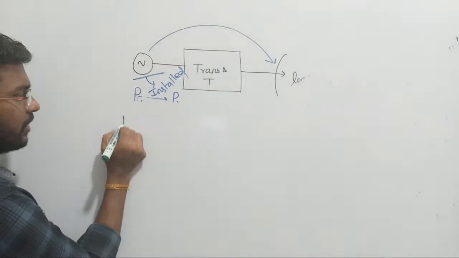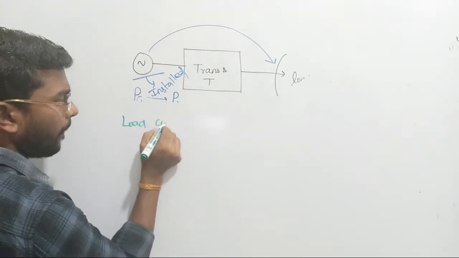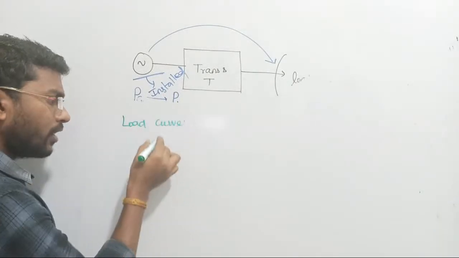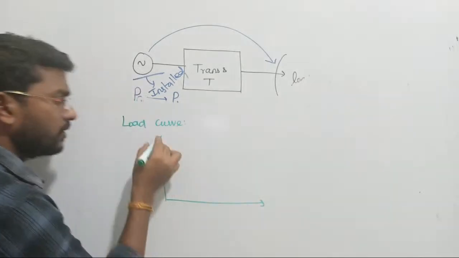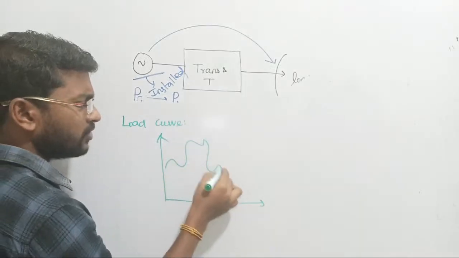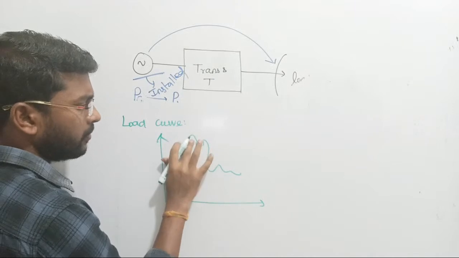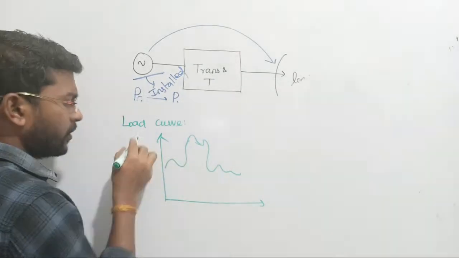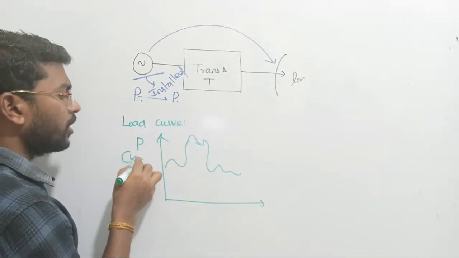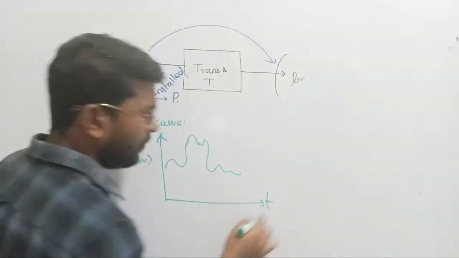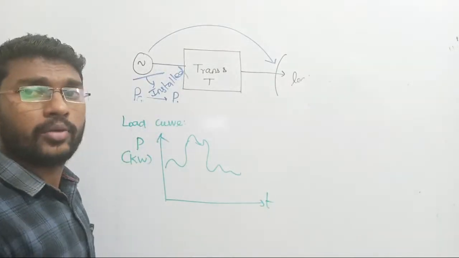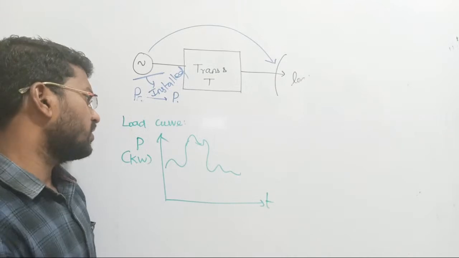Let me start from the load curve once again. We have already drawn the load curve. Something is going like this, and at some point the maximum power occurs, with respect to the least power. It will definitely be in kilowatts, with respect to the time period, which will be in hours only. Let us proceed with this. That is the load curve with respect to time period.